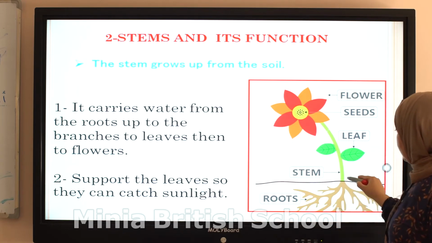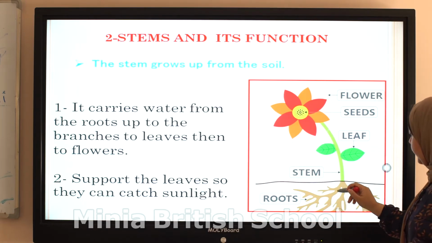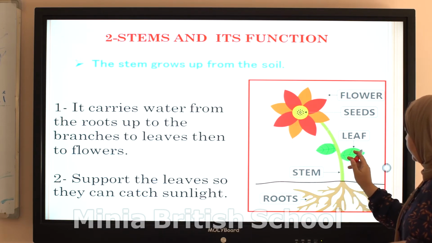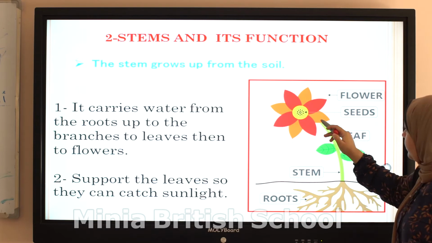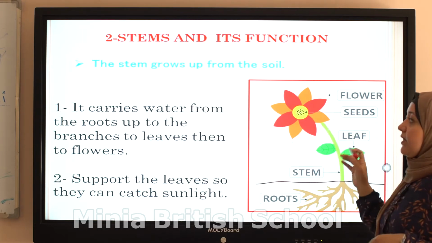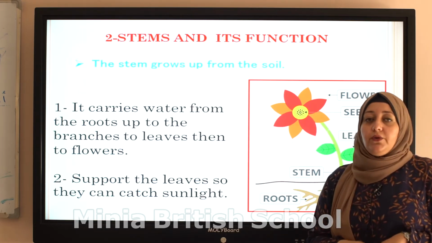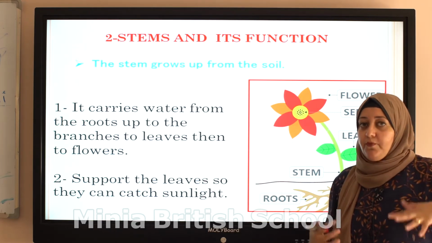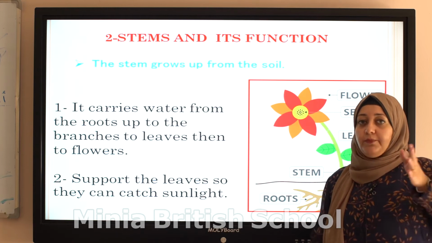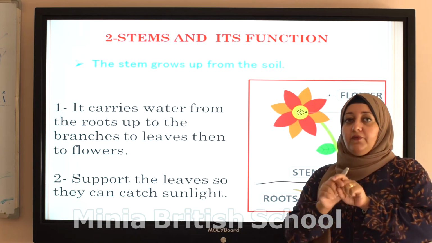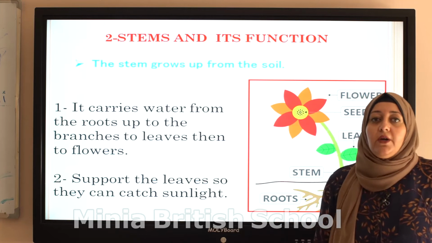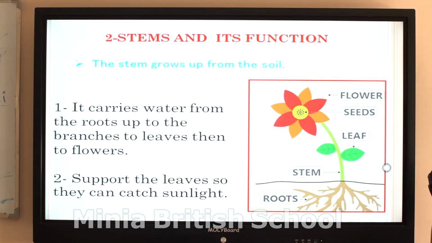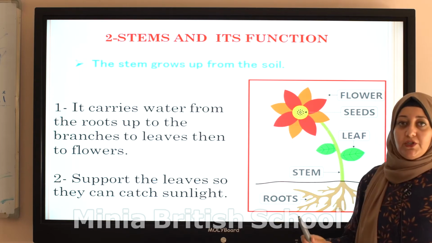Like the leaves. When the water goes up in the roots, it will walk in the stem and move inside the leaves and go to the flower, go to the fruits, okay? So the stem helps the water to go up. Goes up from where to where? From the roots up to the leaves and up to the flowers, the fruits, and the other parts of the plants.